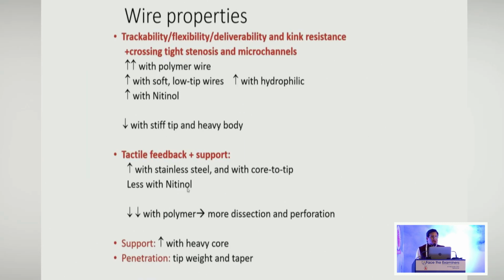So the wire properties, these are the ones: trackability, flexibility, deliverability, and kink resistance. If you want all those things, the first choice is polymer wire, where it is very high. It's usually okay with soft, low tip wires with hydrophilic coating and with nitinol. Whereas if it is a stiff tip and heavy body, you won't get these things like trackability, flexibility, and deliverability.